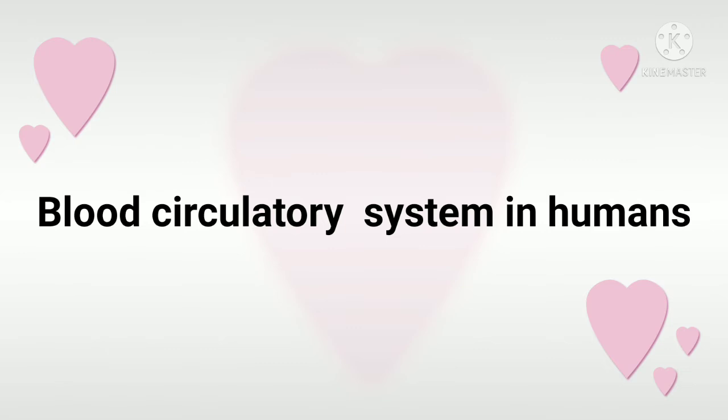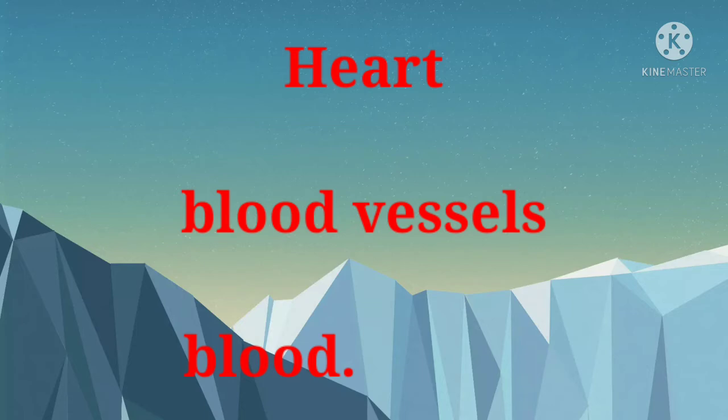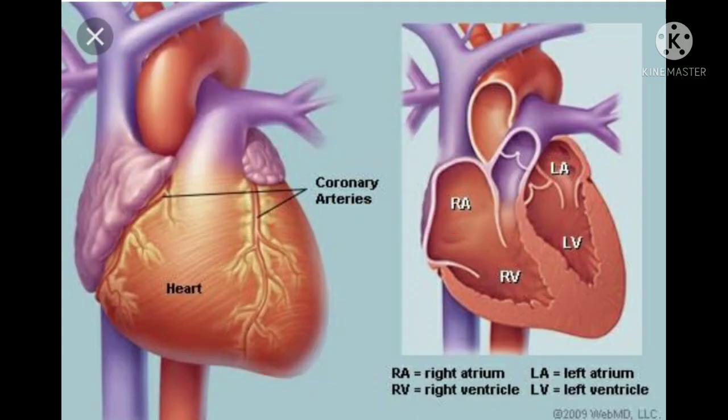Now we have completed respiration. Now we discuss the blood circulatory system in humans. The circulatory system consists of the heart, blood vessels, and blood. Heart is the pumping organ in the circulatory system. It is the size of one's fist. Heart is located in the center of the chest cavity, slightly bent toward the left.